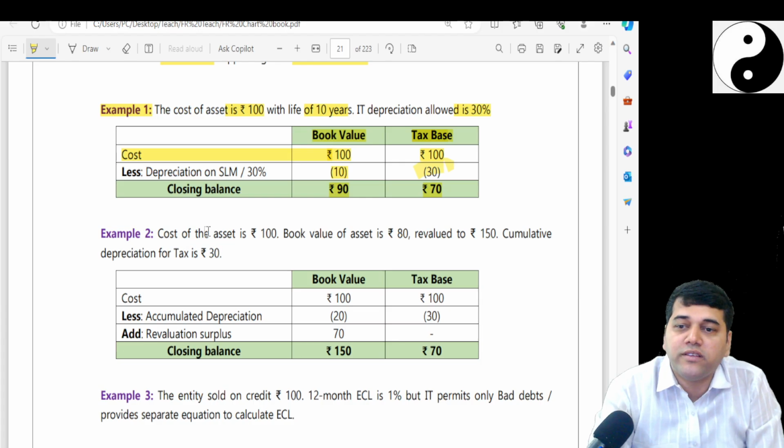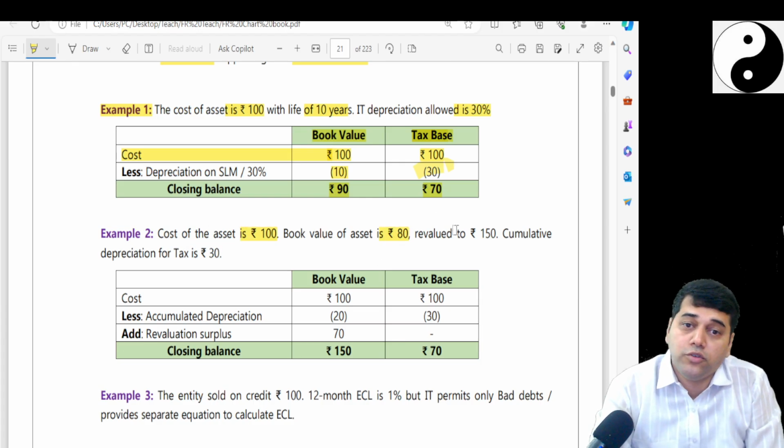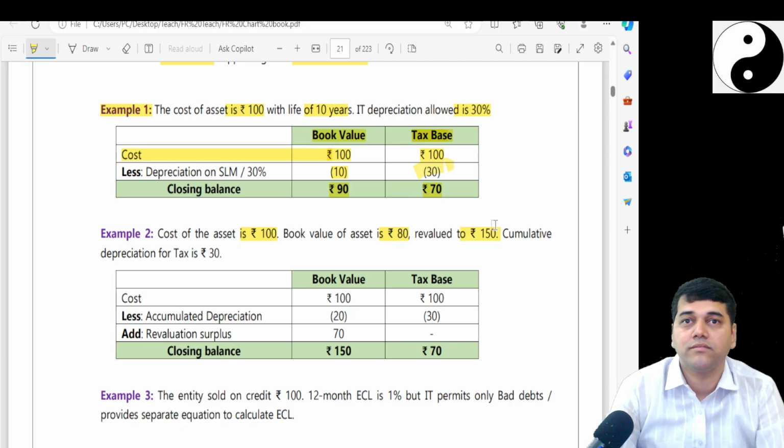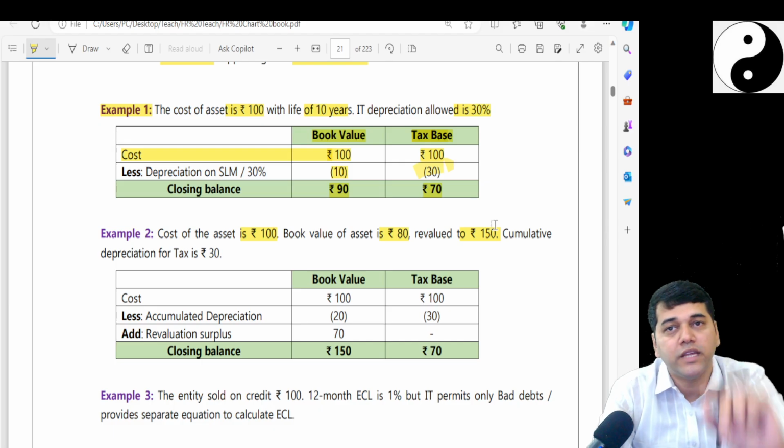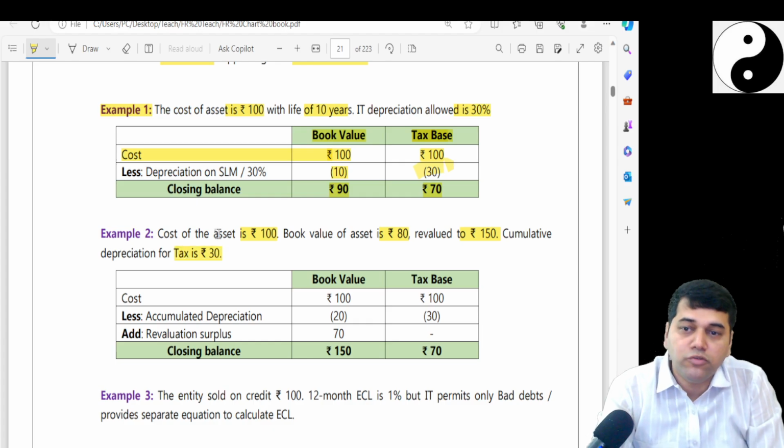Let me take one more example. The cost of the asset is 100. Book value is 80. You have revalued to 150. We have done this. Where will that excess go? How much? 70. Now, till now, 30 rupees depreciation you have charged. Same, opening.